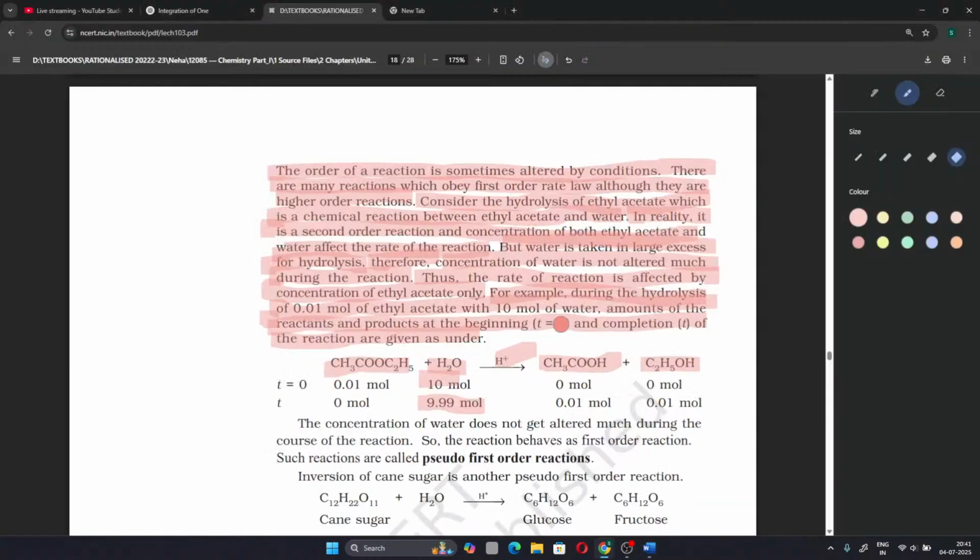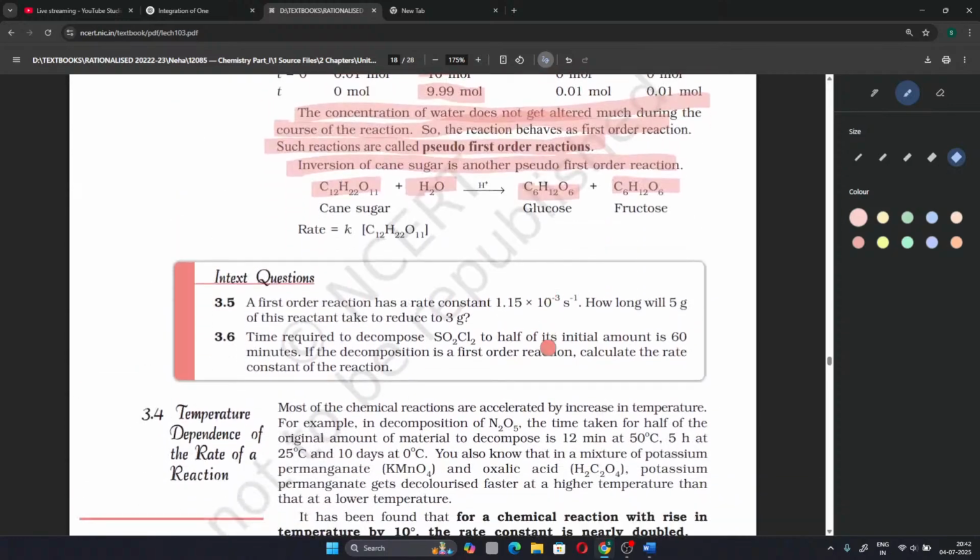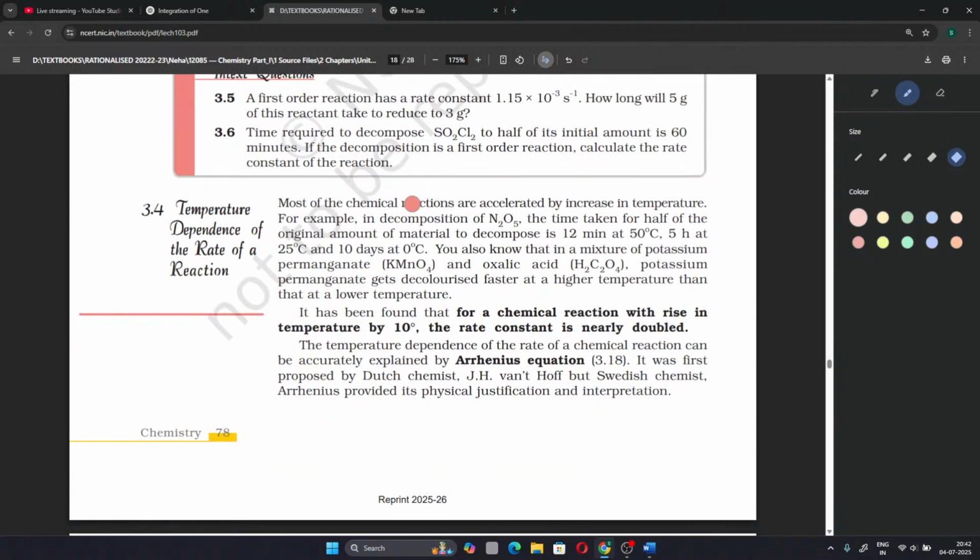That is what they said here. The concentration of water does not get altered much during the course of the reaction, so the reaction behaves as a first order reaction. Such reactions are called pseudo first order reactions. Inversion of cane sugar is another pseudo first order reaction where the amount of H2O is constant, almost constant. Glucose and fructose are formed. Rate depends only on the concentration of the cane sugar or sucrose.